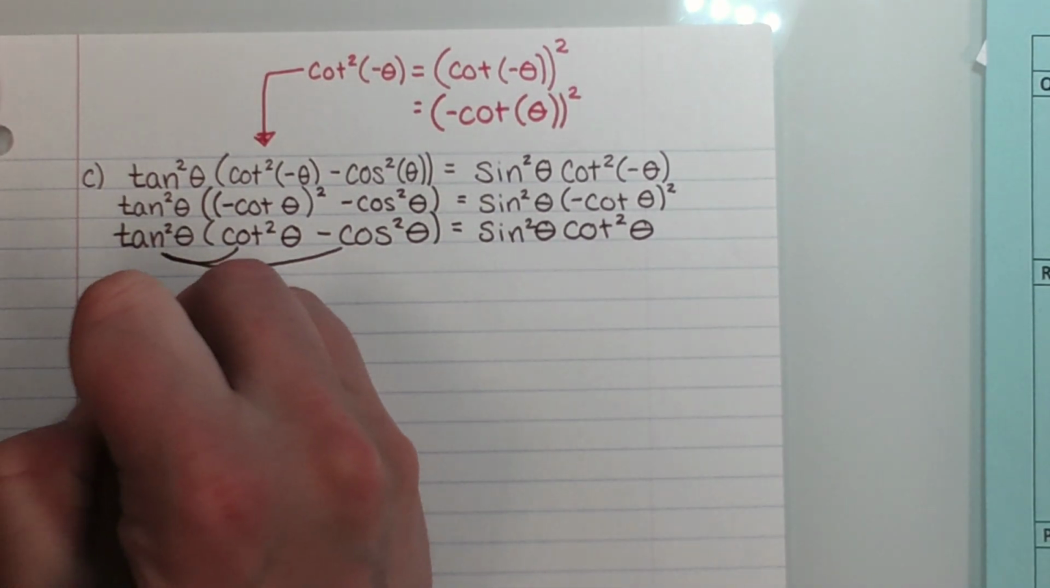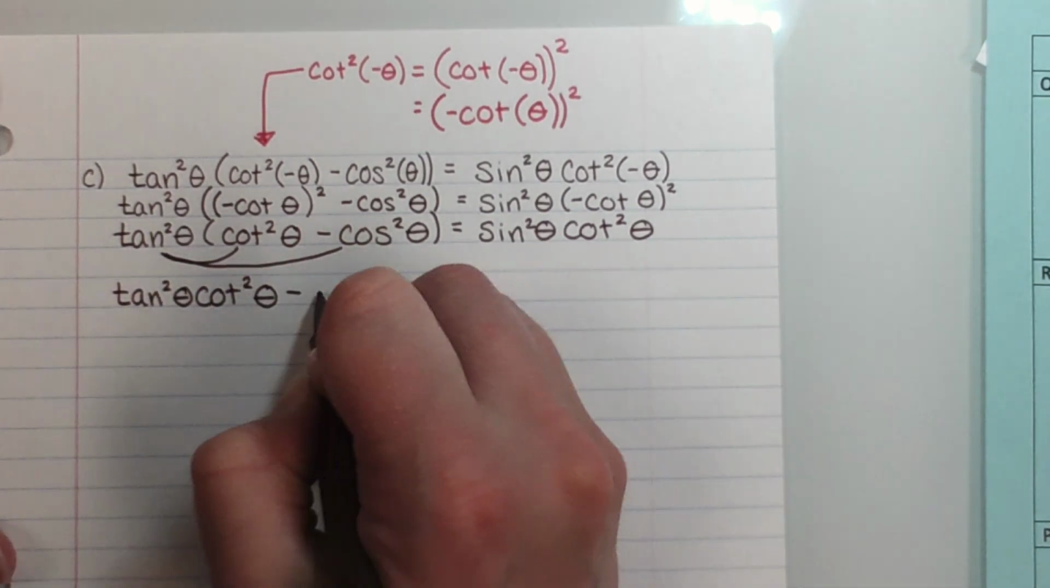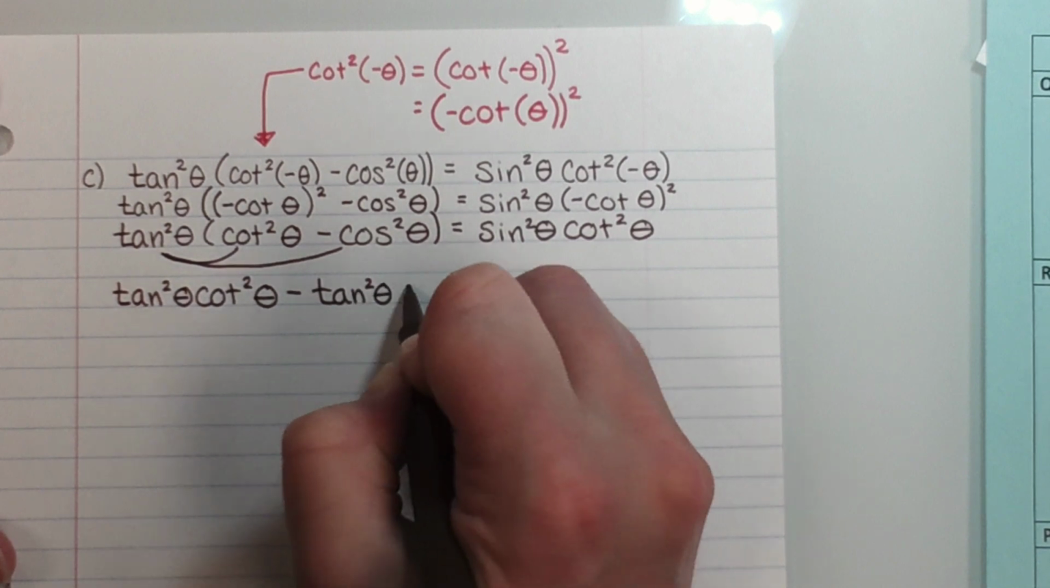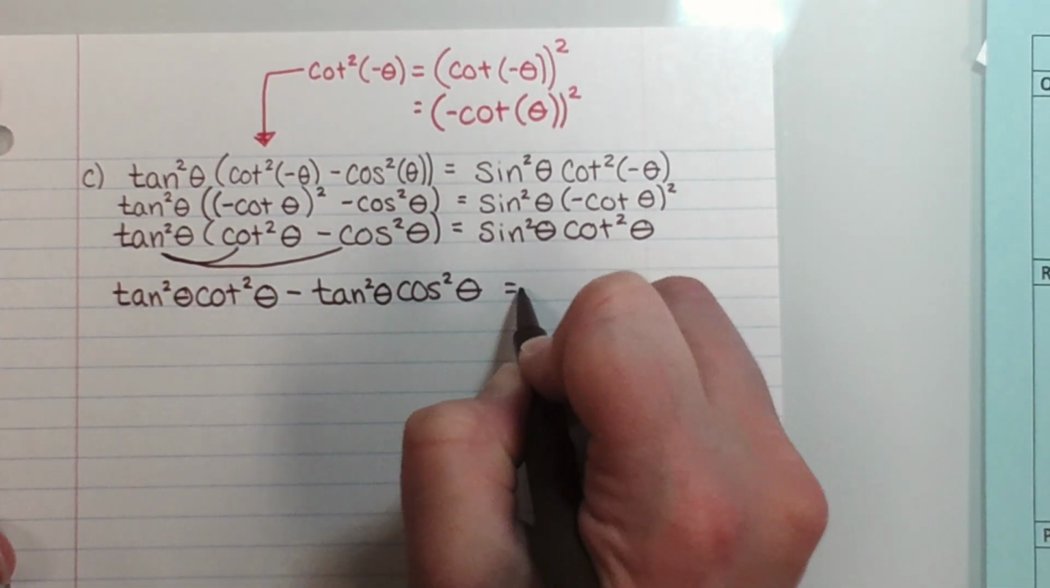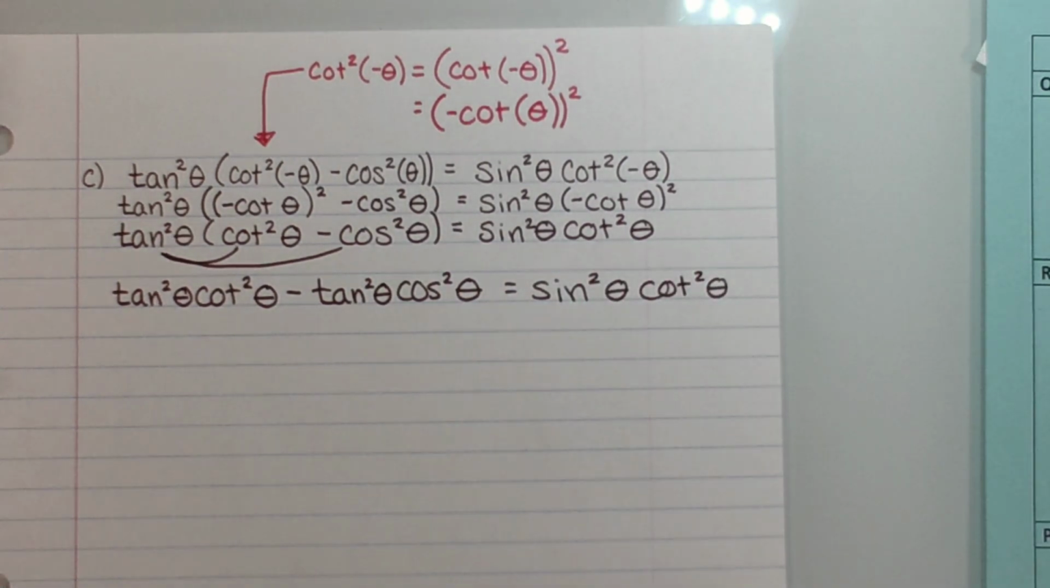Okay, I end up getting tangent squared theta, which is multiplied by cotangent squared theta, minus tangent squared theta, which is multiplied by cosine squared theta. The right side, just leave it alone. My parentheses are gone. I'm no longer focusing on algebra. I'm going through all my other red flags. My angles I already dealt with. You should only have to deal with those once at the very beginning, and then you should be good.